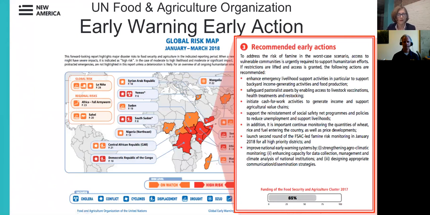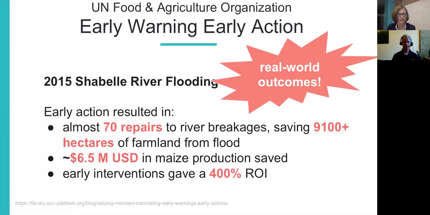What's especially powerful about this EWEA tool is that they are also tied to a funding source to help implement the solutions they're recommending. In 2015, FAO tested their early warning, early action system for the first time, driving funds to the Chebel River in anticipation of catastrophic flooding. These early interventions that they recommended yielded nearly a 400% return on investment and demonstrated the value of this type of information for decision-making and resource allocation.